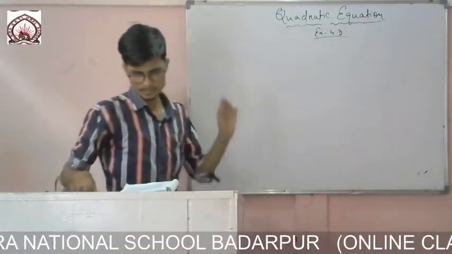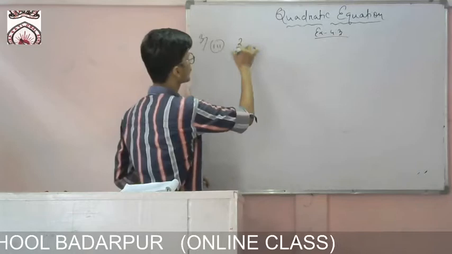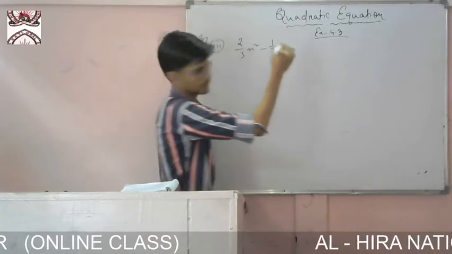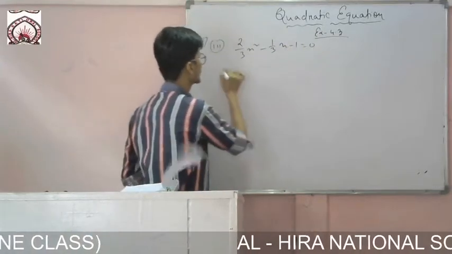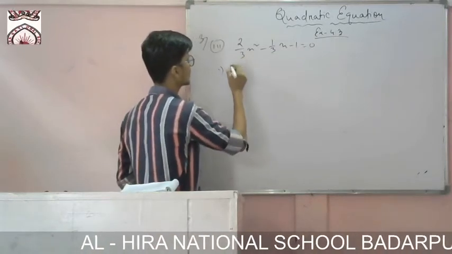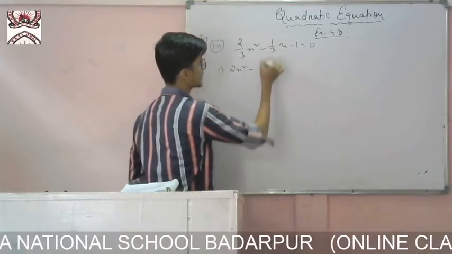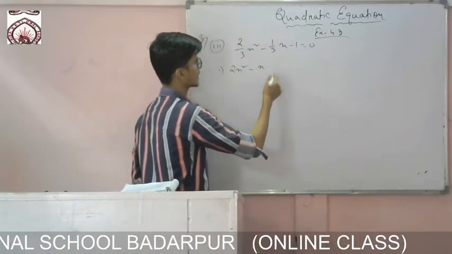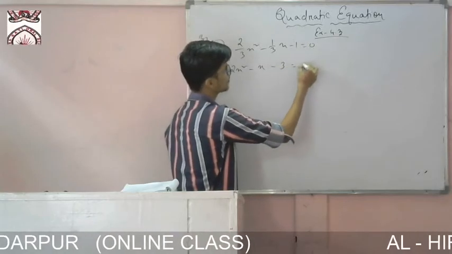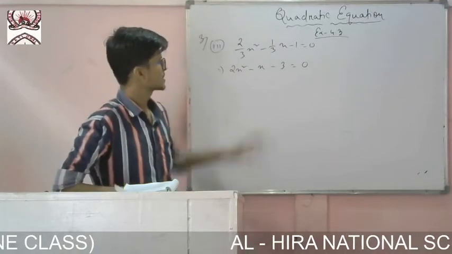So first of all, I am giving the first part, I will not do this one. What is given here? 2 by 3 x square minus 1 by 3 x minus 1 equals to 0. First of all, I will make it a quadratic equation. Every one is divided by 3, so let me multiply each and every one by 3. If I multiply this one by 3, there it will be left only 2x square. If I multiply this one by 3, then there it will be only x, and if I multiply this one by 3, it will be 0. So the equation is coming 2x square minus x minus 3 equals to 0, which is the required quadratic equation.